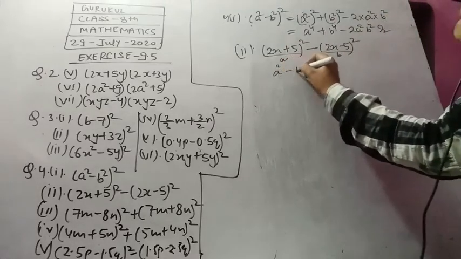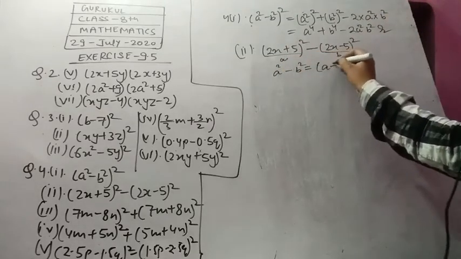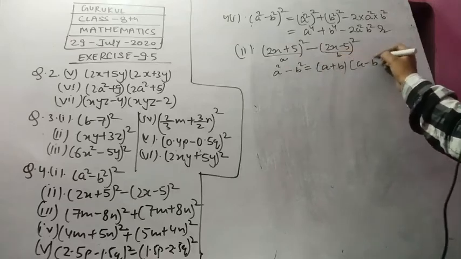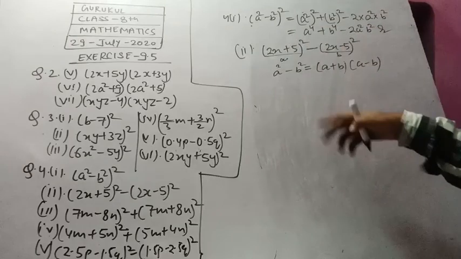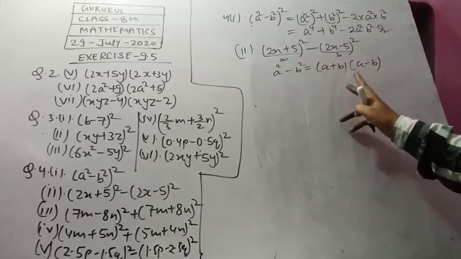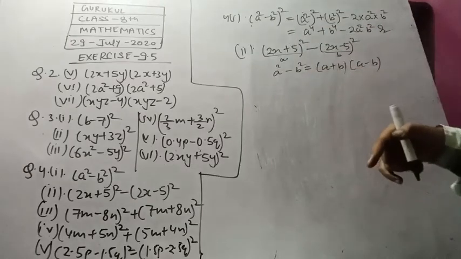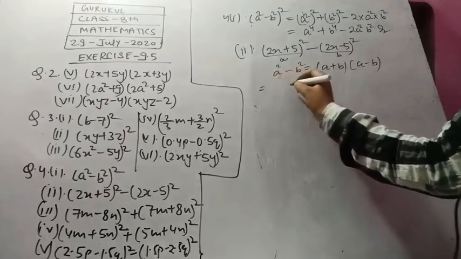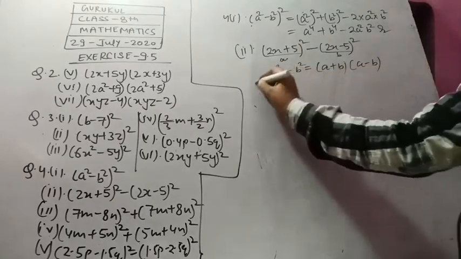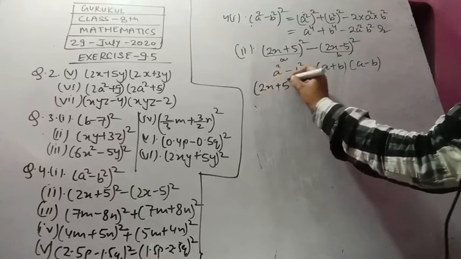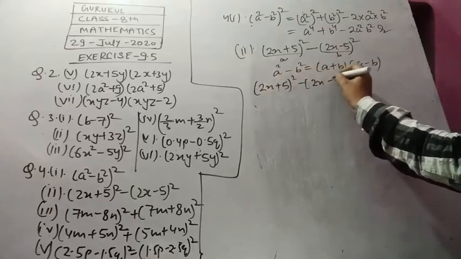So a² − b², the identity is (a + b)(a − b). Apply the same identity, a² − b². Firstly both the terms will be added and then both the terms will be subtracted. So apply this. This will be a² − b² = (a + b)(a − b), so this will turn out to be (2x + 5)² − (2x − 5)².